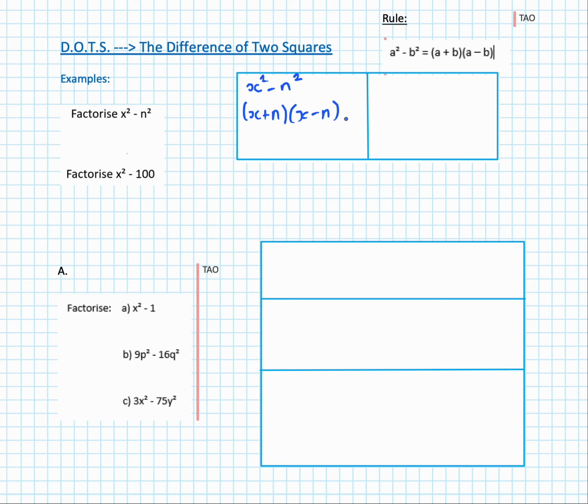It might look a little bit odd to first check it, but if you just actually do the FOIL method as we did, first, outside, inside, and last, and you multiply it all out, you will see that you would get this. X squared plus xn minus xn minus n squared, and just to cancel them out, plus xn minus xn cancel out, and that's essentially what happens here. They cancel out those two middle variable terms.